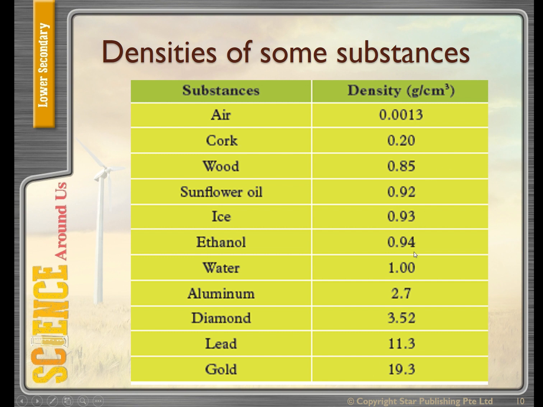If I compare, you see water has a density of 1 gram per cm cube. So anything below, aluminum, diamond, lead or gold, if I put them in water, it will sink. And all these things above, if I put them in water, they will float on the water. So this is how we make use of the value of density to help us determine whether the substance floats or sinks in water.